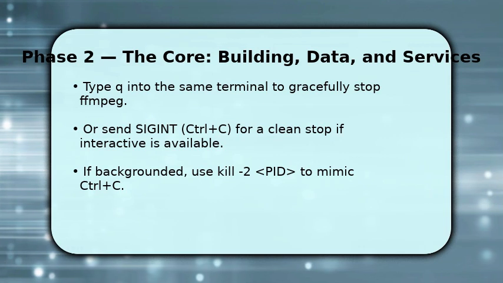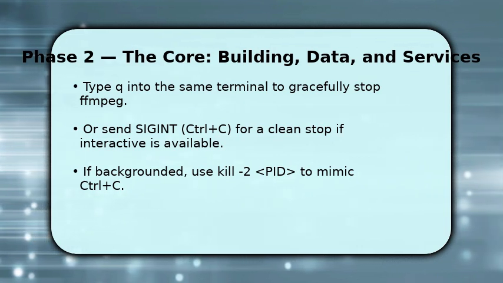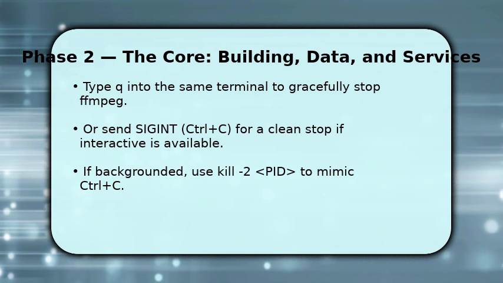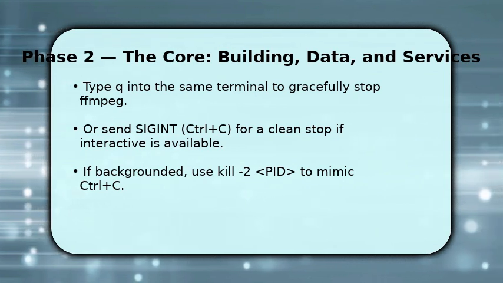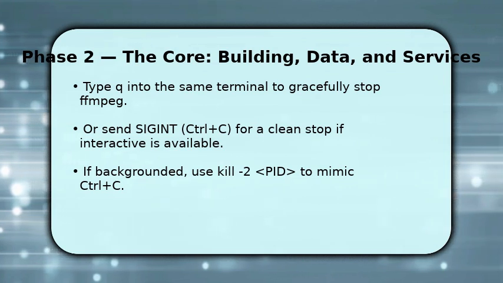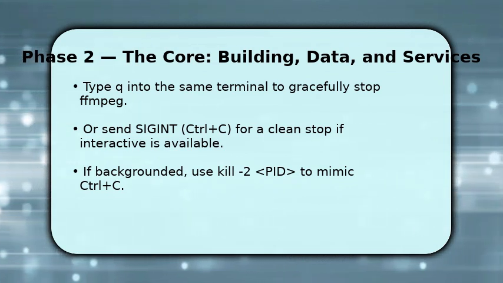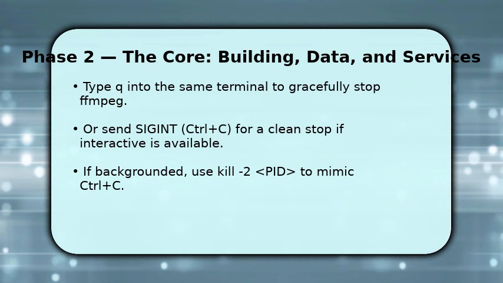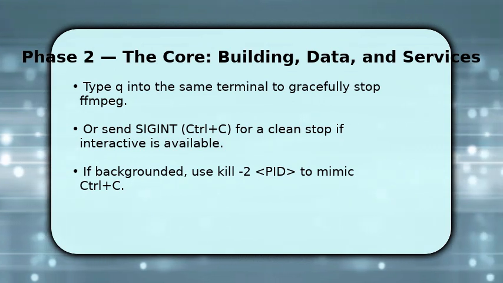If you start it interactively, Ctrl+C, SIGINT, has the same effect. For backgrounded jobs, run kill -2 PID to send SIGINT from another shell. These methods let FFmpeg flush buffers and write indexing information, preventing truncated or corrupt output files.